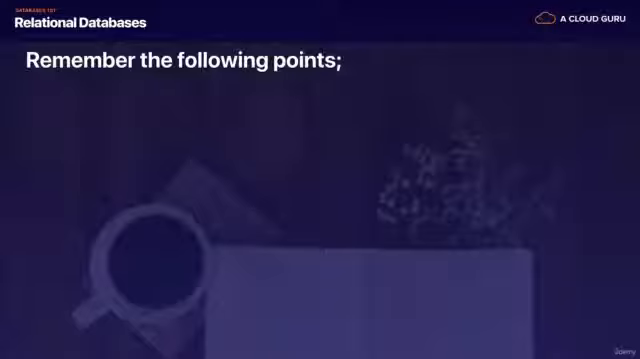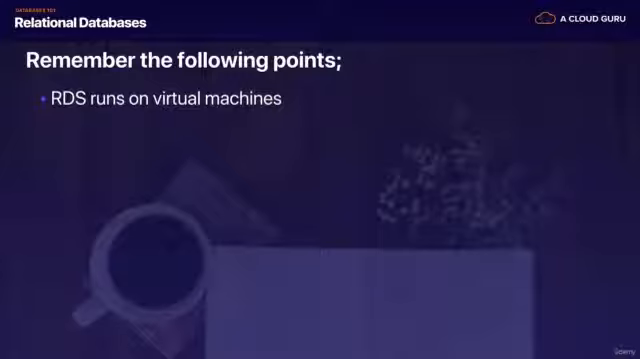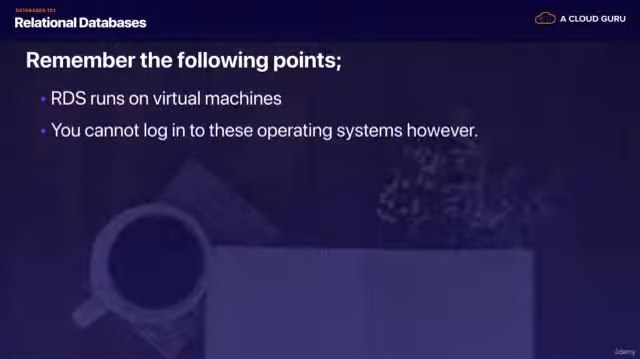But just remember going into your exam the following point when it comes to RDS. So RDS runs on virtual machines. It runs on virtual machines, but you don't have any access to those virtual machines. So you can't SSH into your RDS instance. And that's really, really important to remember because it comes up in terms of security questions and also patching and maintenance. You can't go in and patch the operating system of your RDS instance. That's not your responsibility. That's Amazon's responsibility.